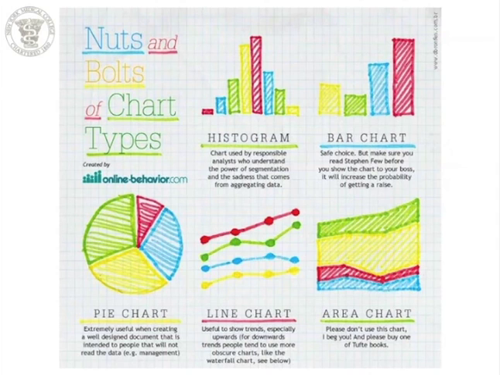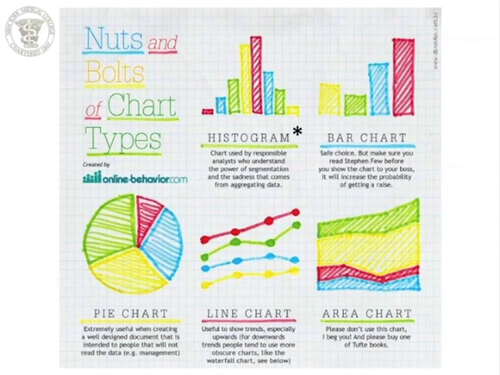The first one is the histogram, which is basically a chart used by responsible analysts who understand the power of segmentation and the sadness that comes from aggregated data. It has to do with describing that distribution that we've seen earlier. It's a great way of taking variables by different increments and adding up what the frequency of variables within those increments add up to be.